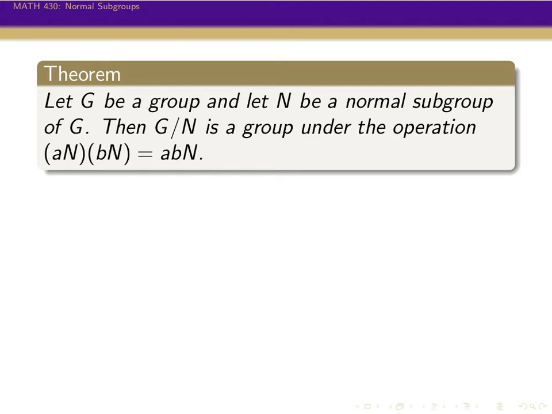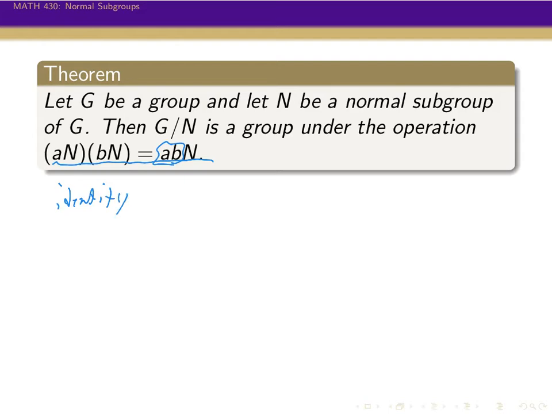Okay, so let's give a quick proof of this. So we're trying to show that the set G mod N, the set of cosets, is a group. Since this operation is borrowed from the operation of G, it's already guaranteed to be associative, because it's really taking on G's operation. And so we already get associativity and closure.